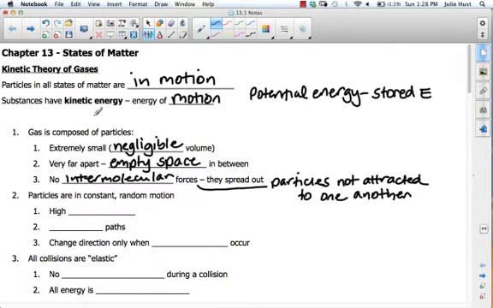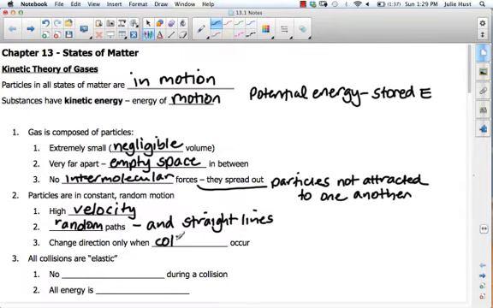The second point of the kinetic theory of gases is that particles are in constant random motion. They're always moving, and they're moving at a high rate of speed or a high velocity. They have random paths. It's not like when you walk down the hall on the way to class, you don't have a random path. You walk to avoid running into people, or maybe someone you don't want to see. Particles don't have brains, so they don't think like that. They just move in straight lines. So let's also say they're random paths and straight lines. And particles only change direction whenever a collision occurs.